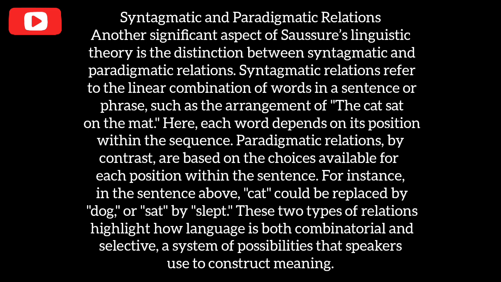Here, each word depends on its position within this sequence. Paradigmatic relations, by contrast, are based on the choices available for each position within the sentence. For instance, in the above sentence, cat could be replaced by dog, or sat could be replaced by slept. These two types of relation highlight how language is both combinatorial and selective, a system of possibilities that speakers use to construct meaning.